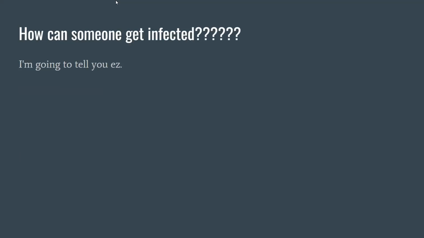How can someone get infected? I'm going to tell you, it's so easy. I'm going to tell you 4 types of bacterial infection. The first and most common is food poisoning, and then some skin and ear infections, and the third one is some sexually transmitted infections, and the fourth, urinary tract infections. That is for the bacteria.